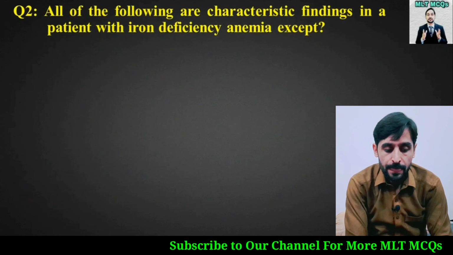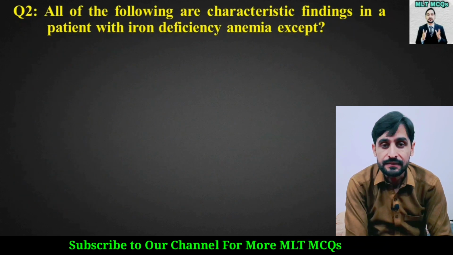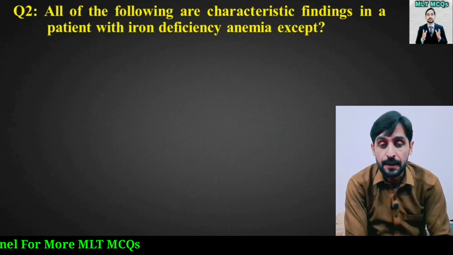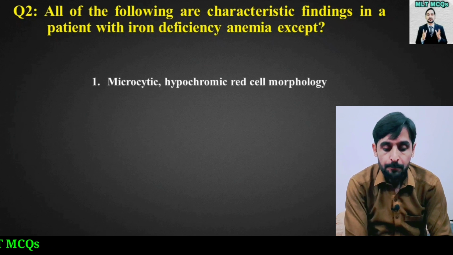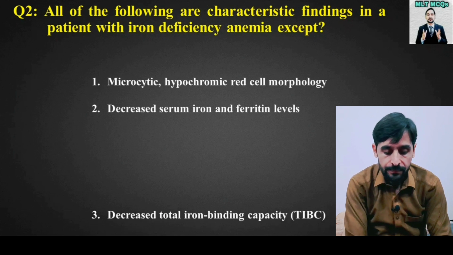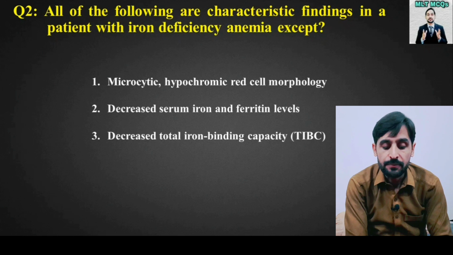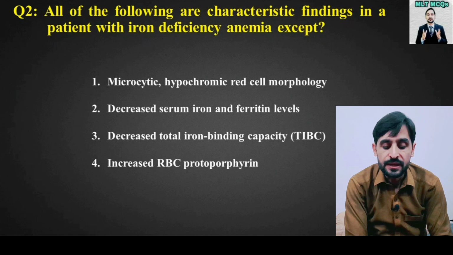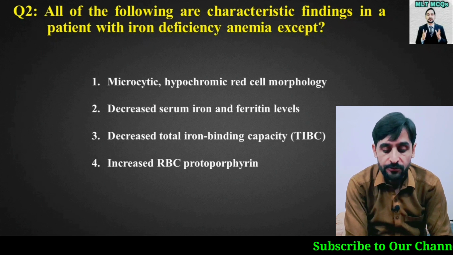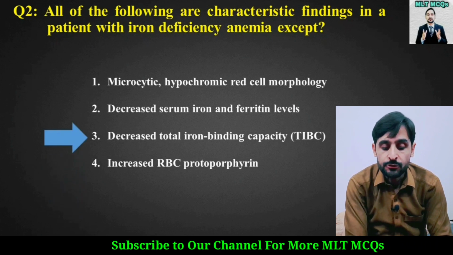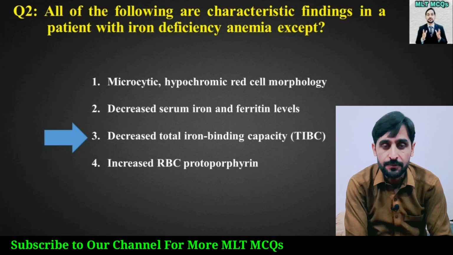MCQ number 2: All of the following are characteristic findings in a patient with iron deficiency anemia except. Options are microcytic hypochromic red cell morphology, decreased serum iron and ferritin level, decreased total iron binding capacity TIBC, increased RBC protoporphyrin, and the right option for this MCQ is option number 3, decreased total iron binding capacity TIBC.